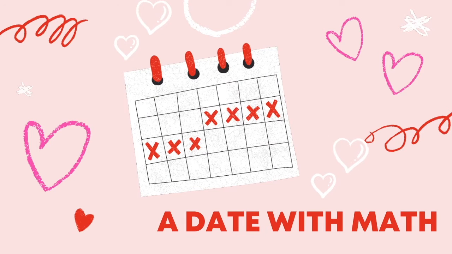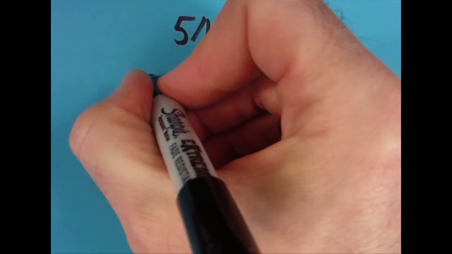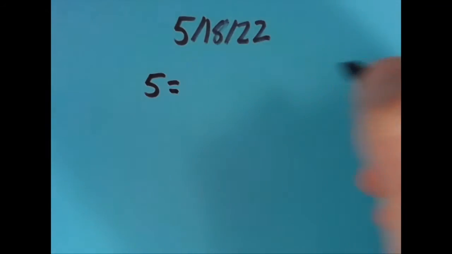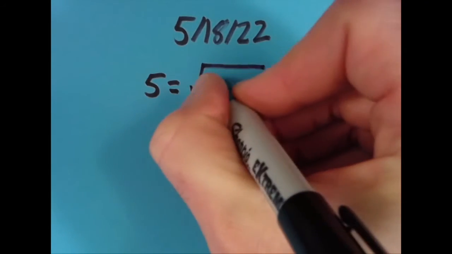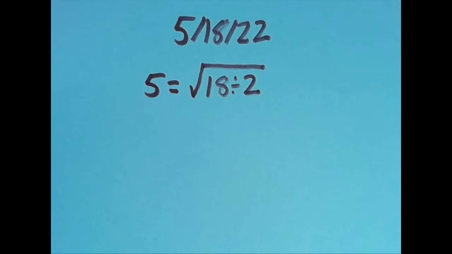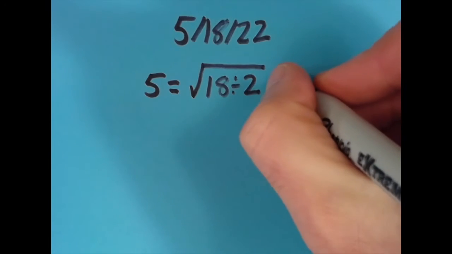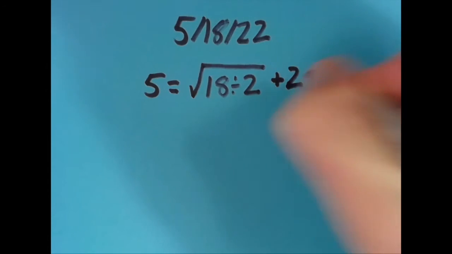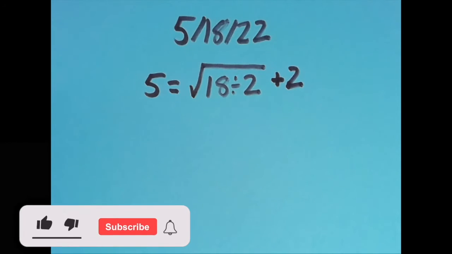Hello, today is May 18th, 2022, or 5-18-22. And what I'd like to do today is make an equation out of the digits in today's date and keep those digits in order. So what I did was I said that 5 equals the square root of 18 divided by 2. So 18 divided by 2 is 9, the square root of 9 is 3, and 3 plus 2 is 5.